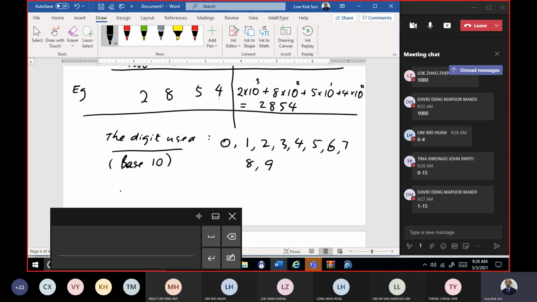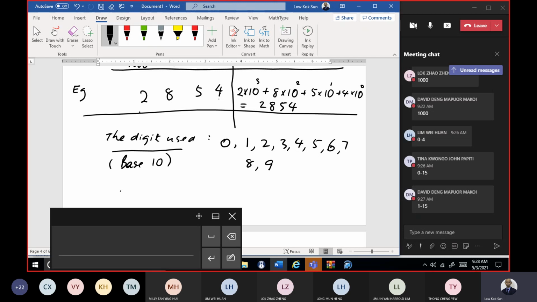the 2 has the highest value because it has a position of 1000. The 8 is a position of 100. So all this front number has very high value. I don't care whether my salary at the back is 8 or 9 or what, I don't care. But the front one is very important, because it carries high value.